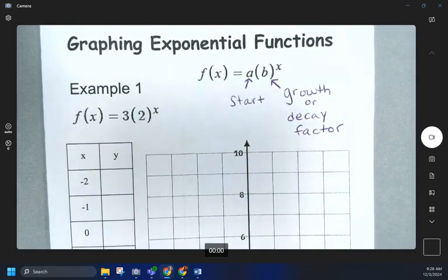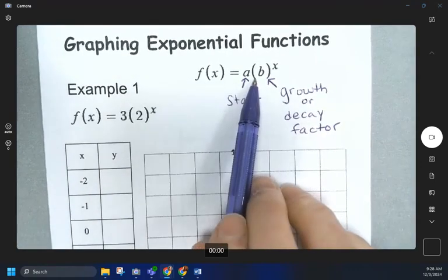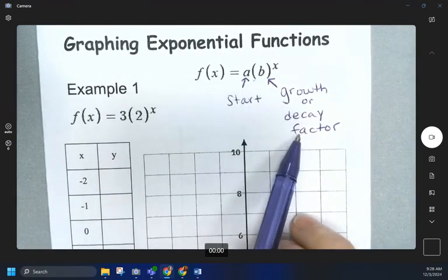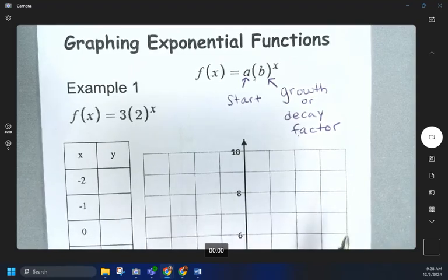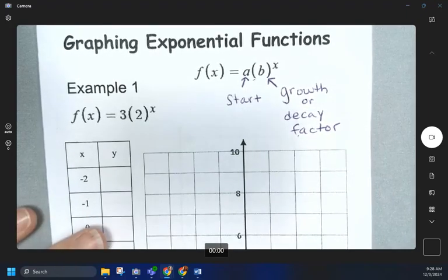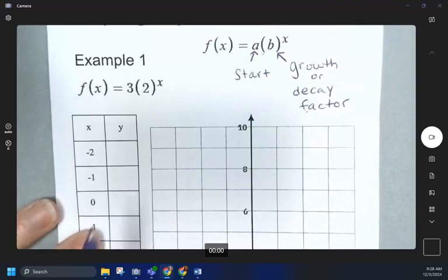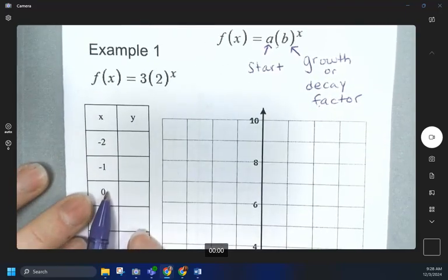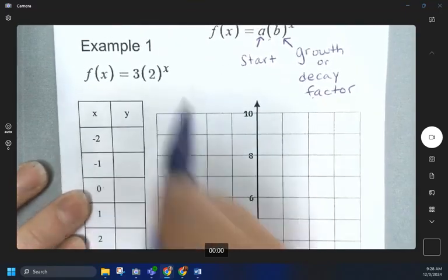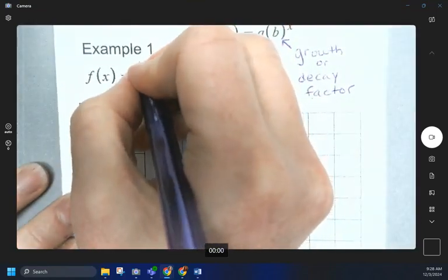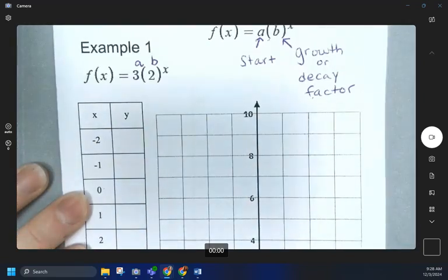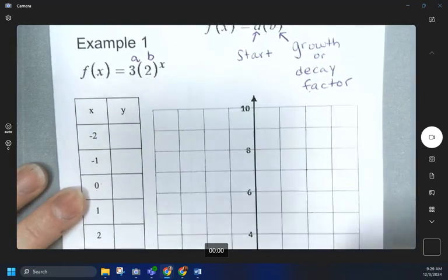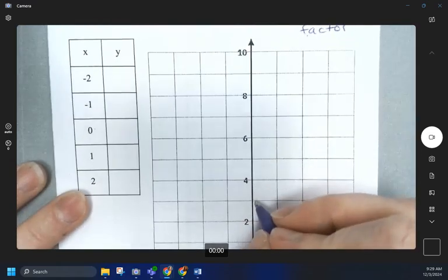And you know it's growth if the B value is bigger than 1. You know it's decay if it's between 0 and 1. Okay, so our starting amount is always where our y-intercept is. So if we look at this one, we know this is A, this is B. So our starting amount is 3. So that's where we're going to start on our y-axis, right here.